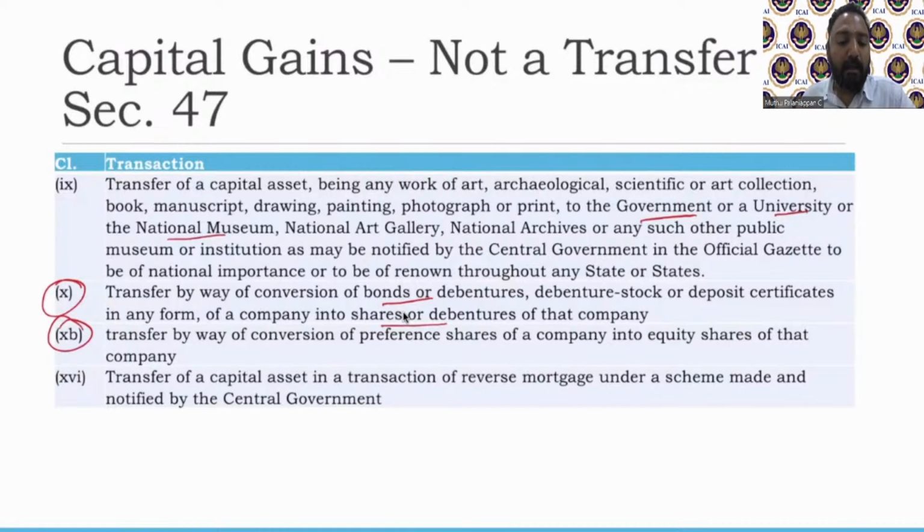Okay. So this mortgage and other thing is not called a capital asset transfer. That's what it is about. So we have covered all the not-a-transfer items. Whatever we discussed is not a transfer.